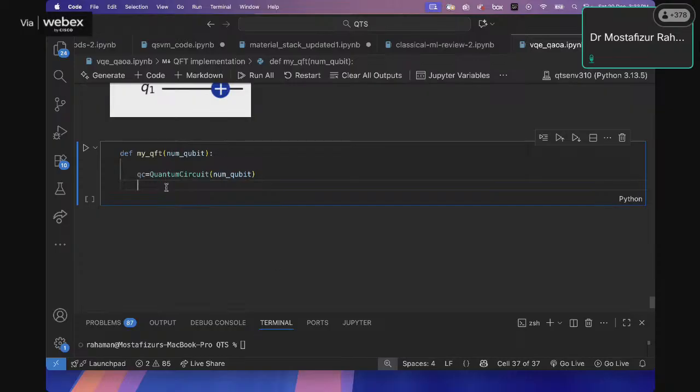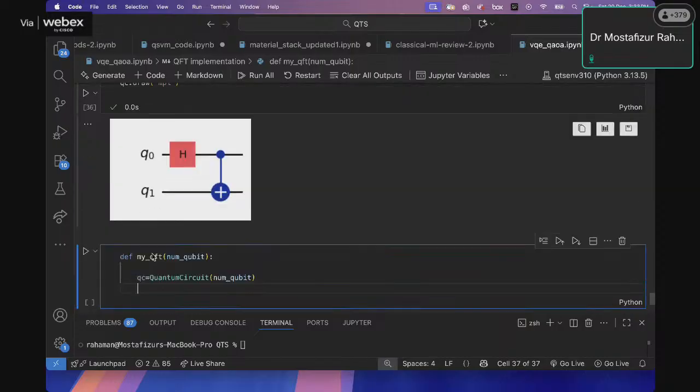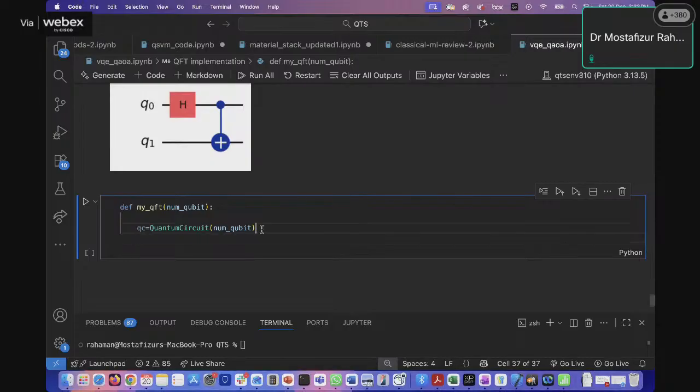First we are creating a circuit. Here I created a circuit with only 2 qubits. Now we are creating a circuit with any number of quantum registers, num qubits. You may do that, but scaling might be a problem. Then we have to do two kinds of operation: one is the Hadamard gate, and then controlled phase rotations. So let us do that.